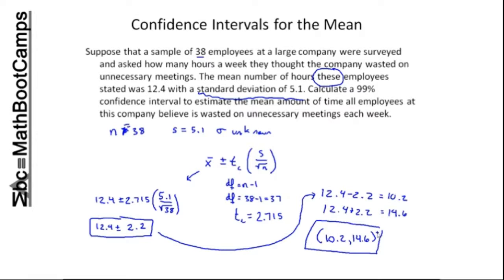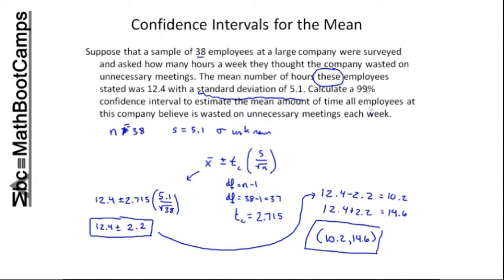And so again, what I'm saying here is that I'm 99% confident that the true mean amount of time that all the employees at the company think is wasted on time in meetings is between 10.2 and 14.6 hours a week. So remember, that doesn't refer back to the 38 employees. It's talking about the population.